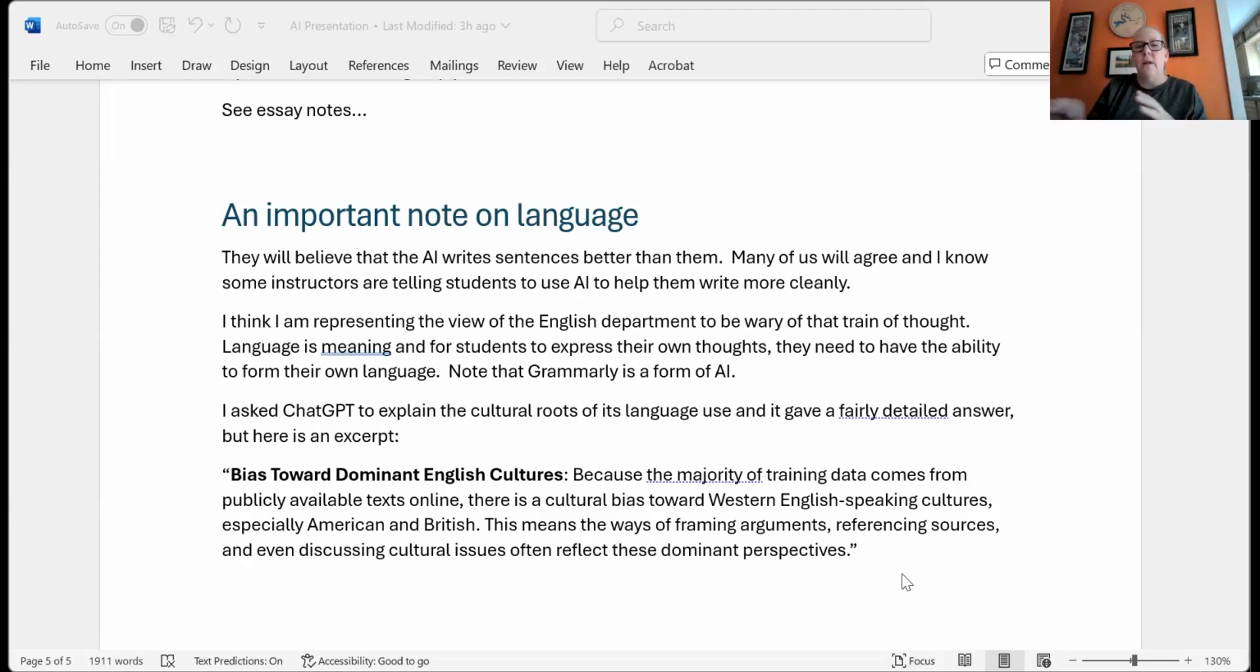And I don't like to reinforce that idea. So if you do this, think about how you're going to handle it. AI makes language use generic. When I asked AI where it pulled its language from, it gave me an elaborate explanation, but the concern boiled down to this sentence. The majority of the training data comes from publicly available texts online. There's a cultural bias towards Western English-speaking cultures, especially American and British. This means the ways of framing arguments, referencing sources, and even discussing cultural issues often reflect these dominant perspectives.